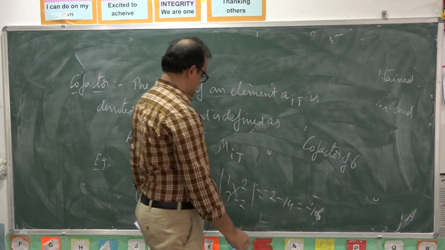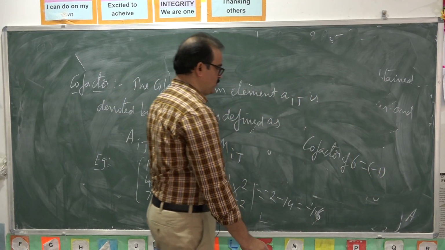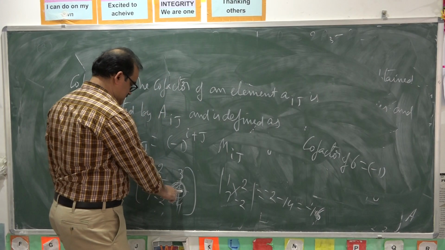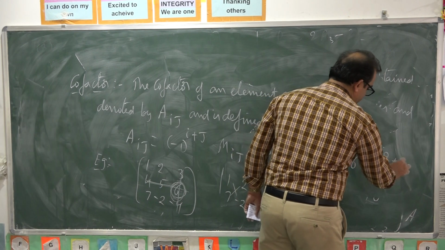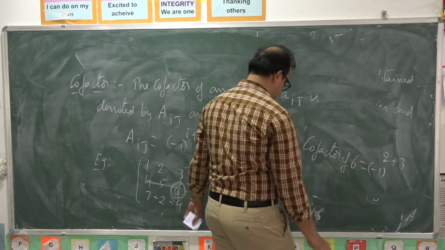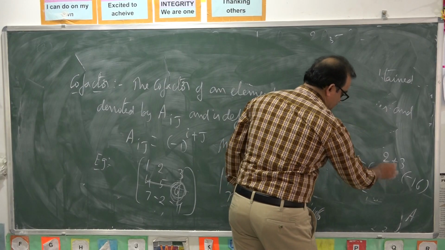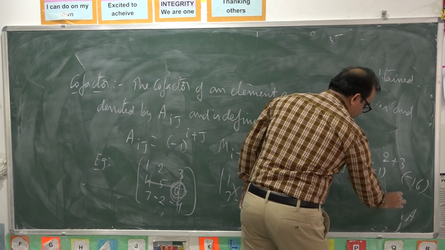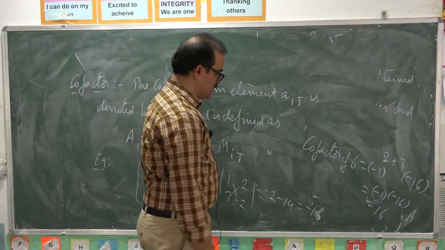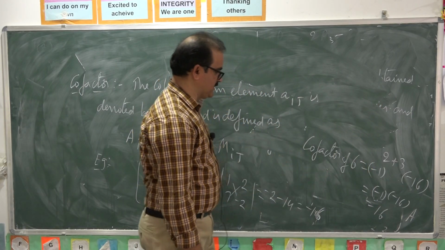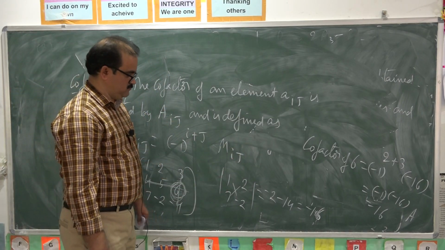Cofactor of that element 6 is minus 1 to the power of row plus column. It is in second row and third column. So 2 plus 3 into minor. Minor is minus 16. Minus 1 to the power of 5, minus 1 into minus 16. This is plus 16. Now you observe minor and cofactor, they may differ only in the sign.